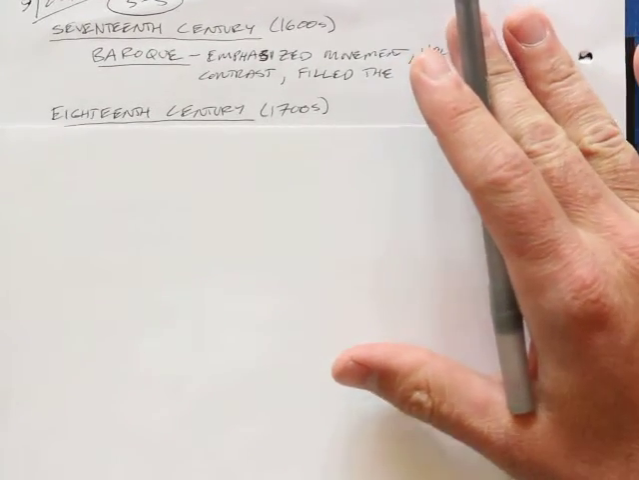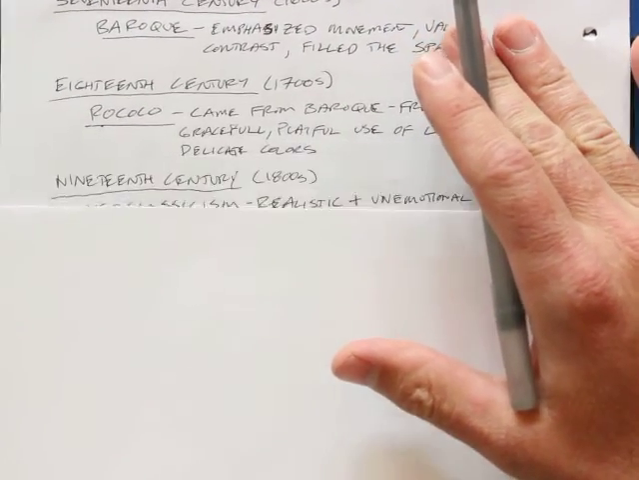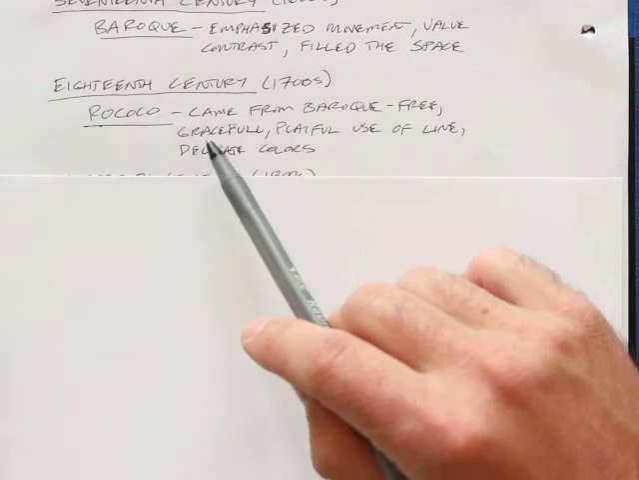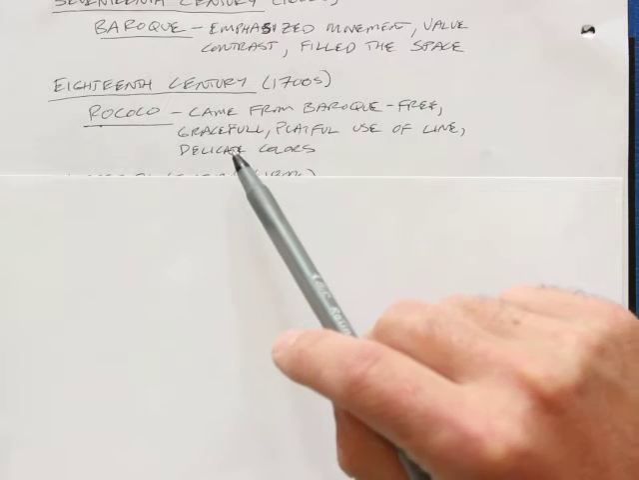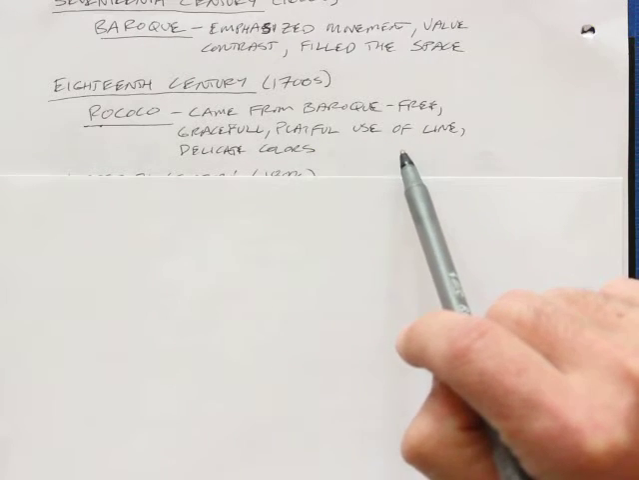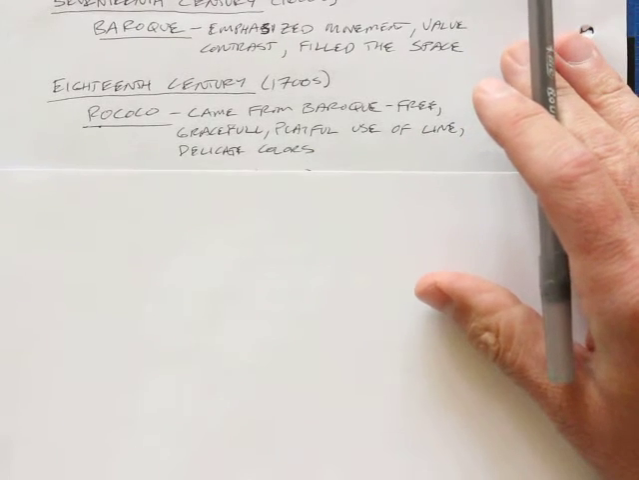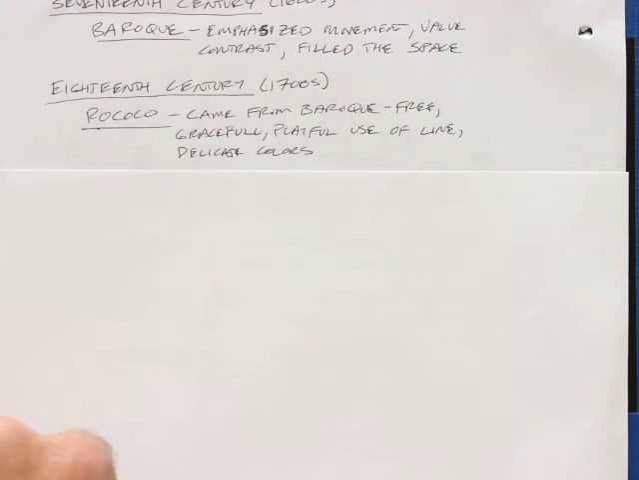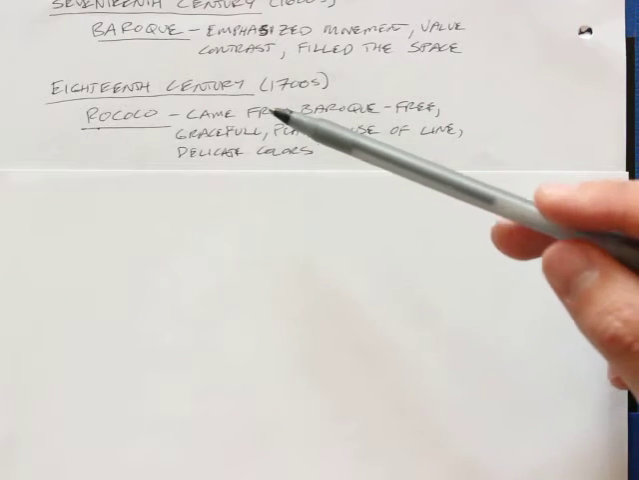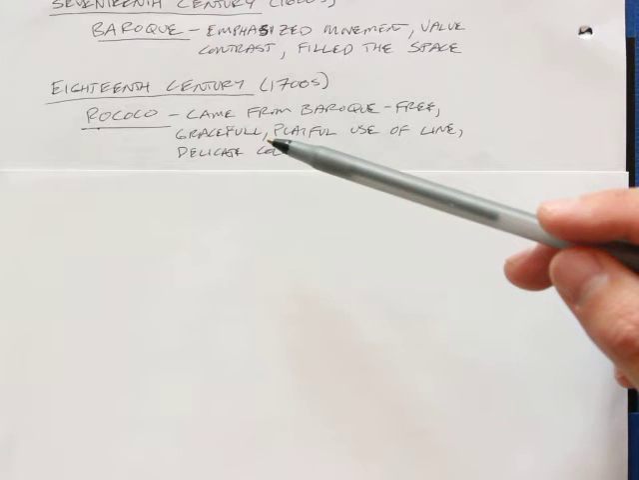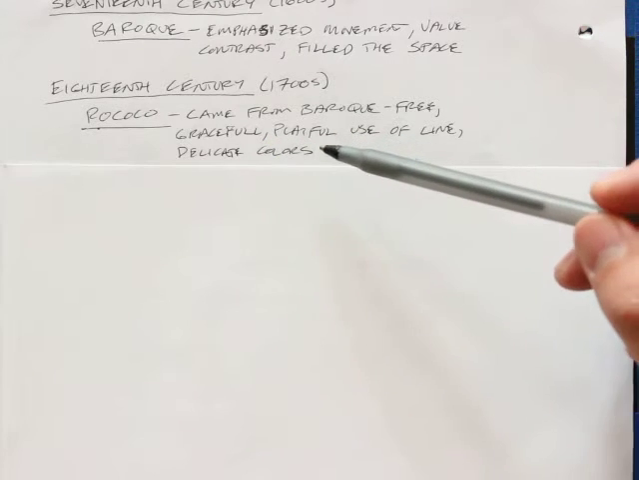Now, on to the 18th century, or the 1700s. We've got Rococo, which came from the Baroque: free, graceful, playful use of line, and delicate colors. I'd really like to show you a bunch of examples of this stuff, but it would take a long time, and it's weird to not be in class. So we're just taking notes. Make sure you're reading your book, following the assignments in the book.